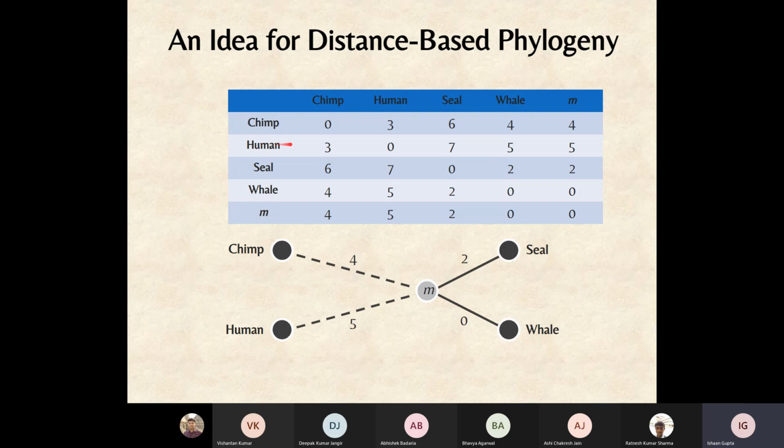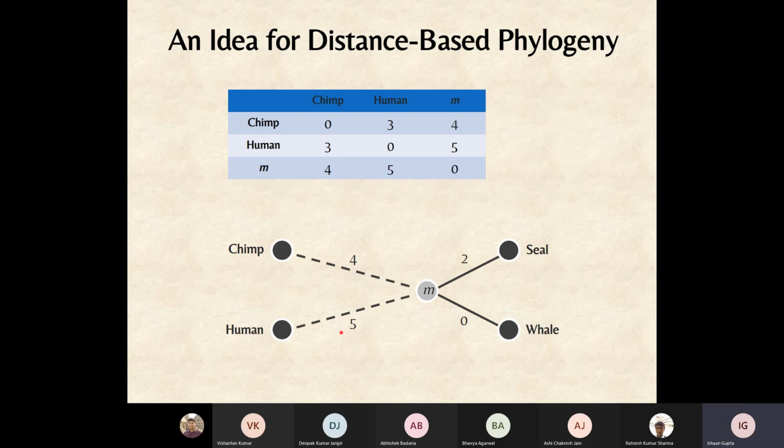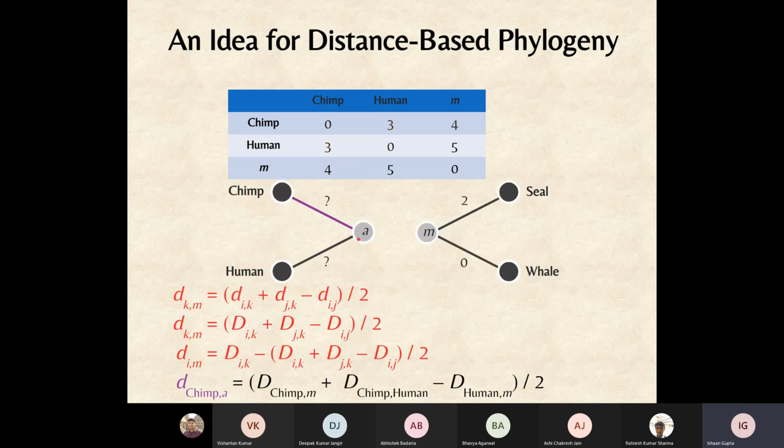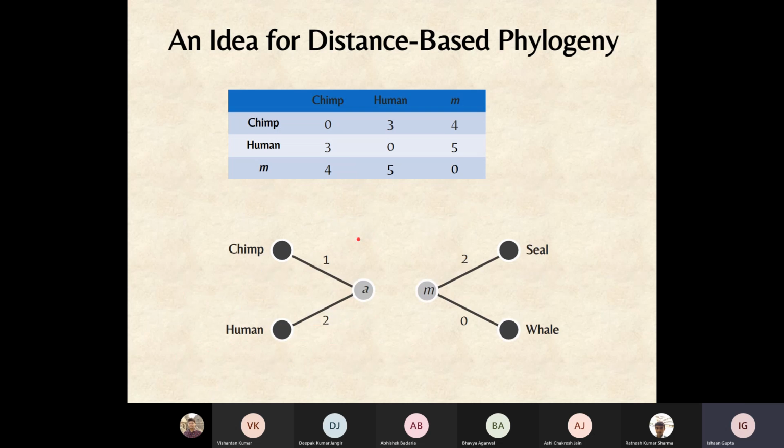But now we know that the distance between the human and chimp is 3. So that basically means that human and chimp should be neighbors. So therefore you put another internal node, right? You remove this part of the graph, you put another internal node, let us say A, you get those same equations, you solve those equations, and now you have solved the distance between human and chimp. And in order to find the distance between A and M, you already know all the other distances. So you know that between chimp and seal, there was a known distance, and based on those known distances, you can find the length of the edge A and M as well.